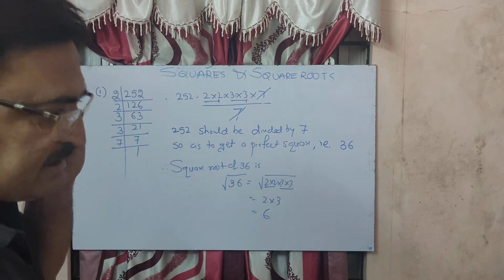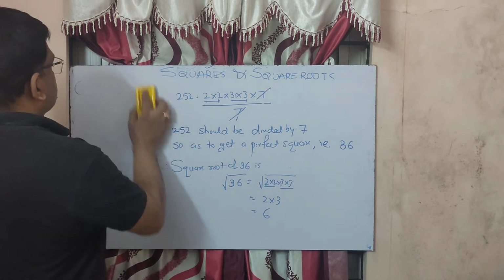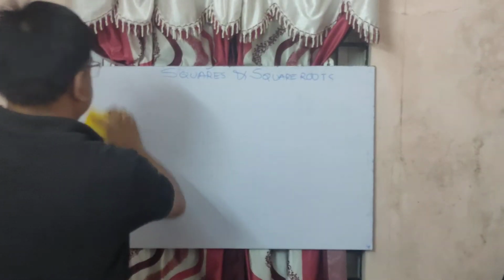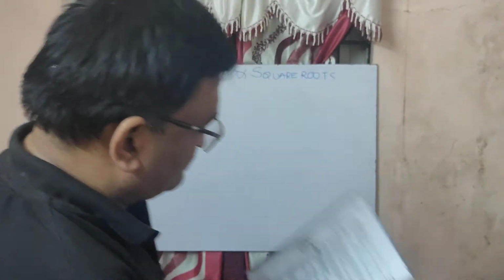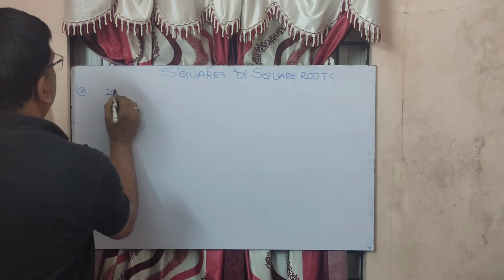Now let us do another example. The second one is 2925.